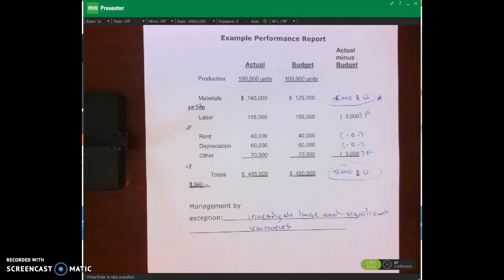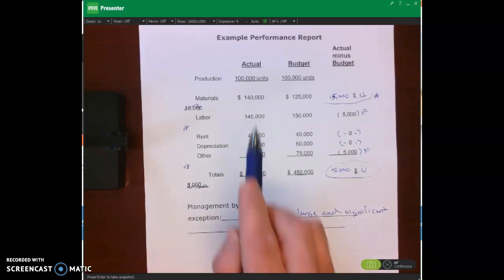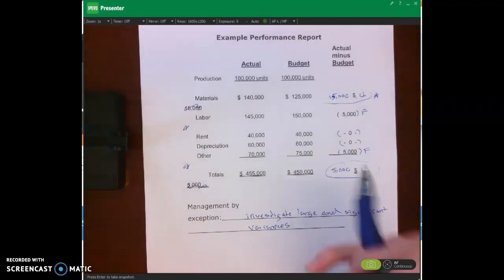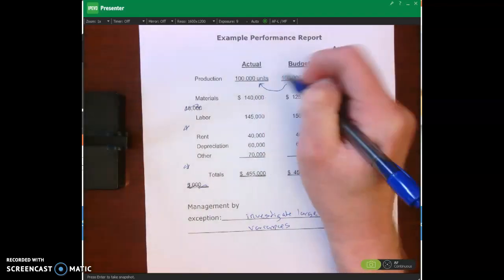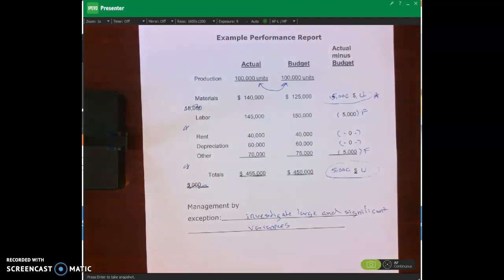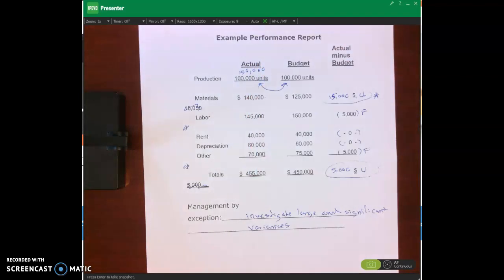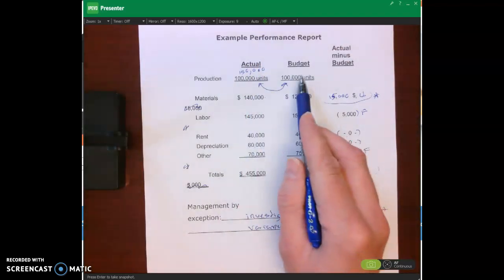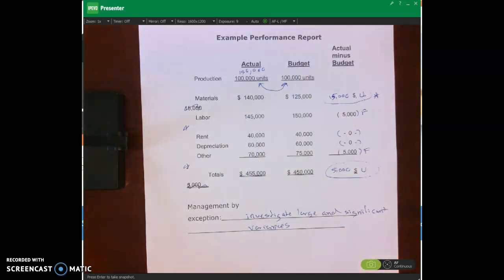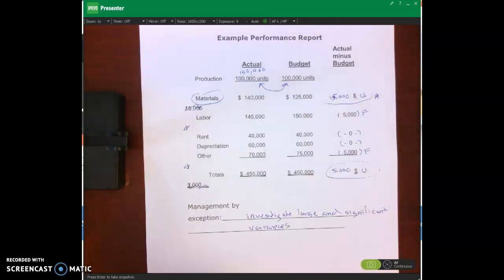Okay, so that's one of the things I wanted to make sure that you understood about this performance report. The other one is that when we're looking at production, see how actual production is the same as budgeted production. That's important that we compare actual production on the same level as budgeted production. Let's say, for example, that this was 150. We produced 150,000 units, but we only thought we would make 100,000 units. And then all these costs are the same. What's the problem with that? The problem with that is that we would naturally expect materials to be higher.